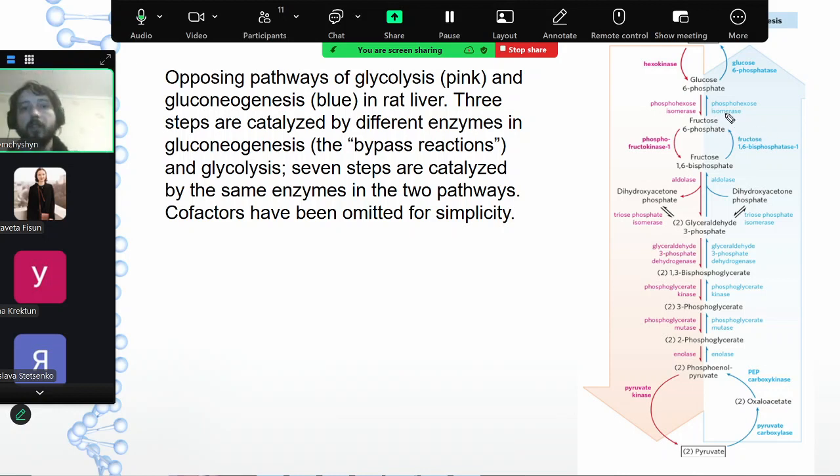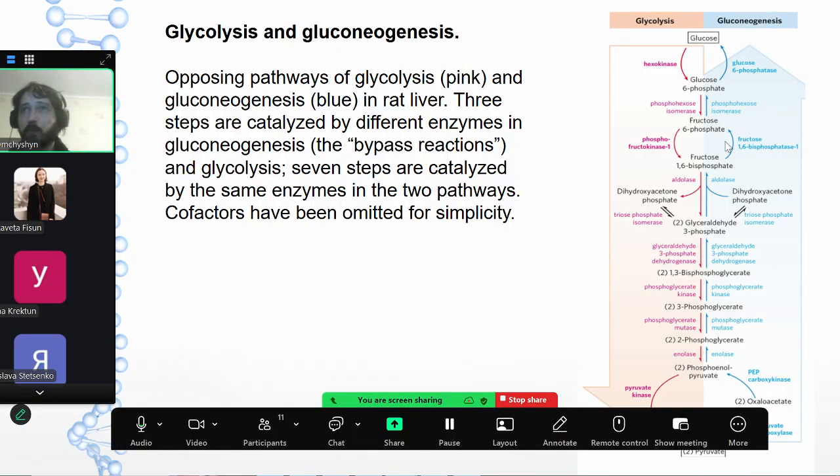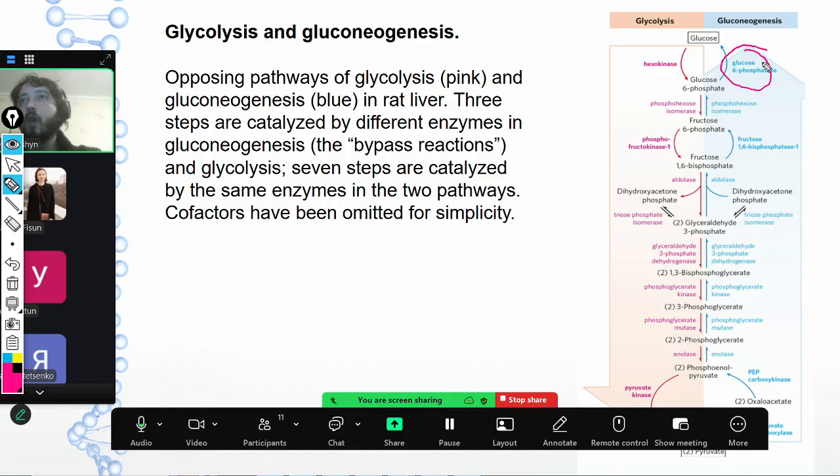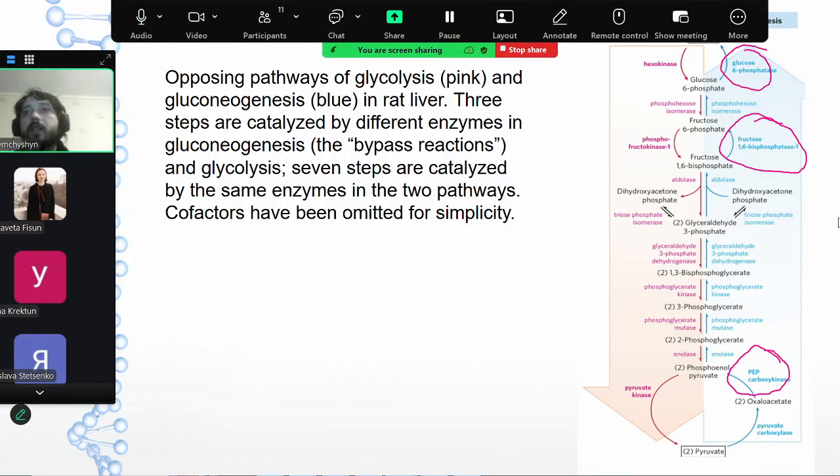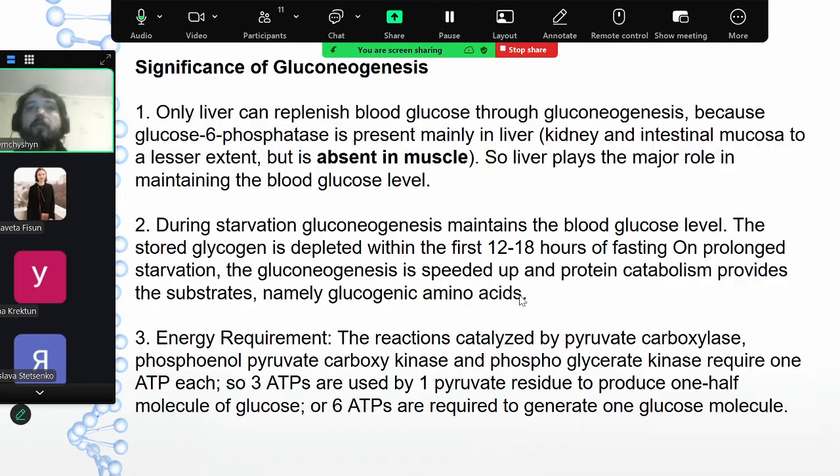And here is the scheme that shows you how it's all going. So here you see one step that is performed by different enzyme, and here is another step performed by a different enzyme, and down here is one more step. So there are some steps that you need different enzymes to reverse.